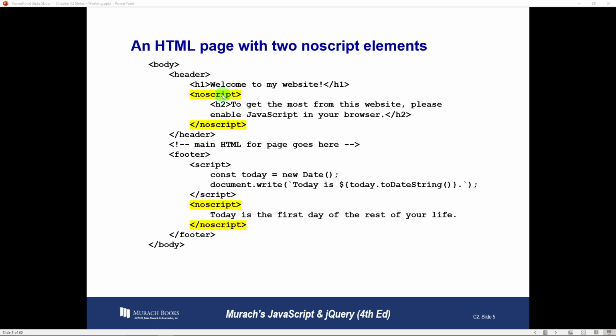Everything between the no script will not display unless the user does not have the capability or has JavaScript turned off on their web browser. If they have JavaScript turned off, then this paragraph will be shown. And down here in the footer, we have the same thing. We have a script that looks like it's getting today's date and writing out today's date. But if they don't have JavaScript enabled, this tag won't work. So the no script tag will run instead, and it'll print, today is the first day of the rest of your life. Because we can't detect what day it is because JavaScript is disabled.